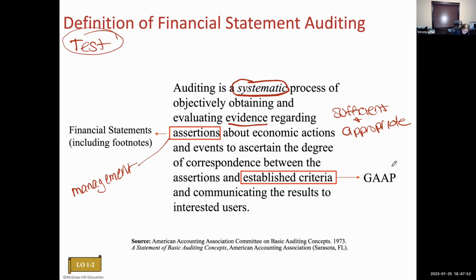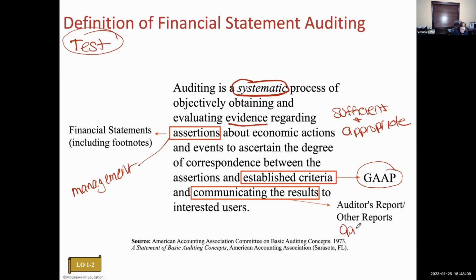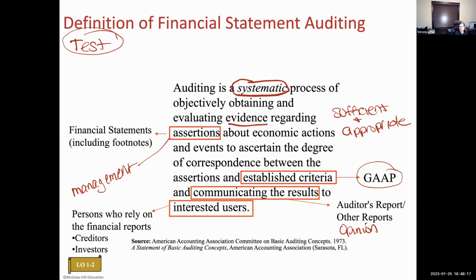So we're checking toward GAAP. The client is applying GAAP. What we're doing as auditors is saying whether that application is true. Is that the best? Is that what GAAP intended? And then we communicate those results via the audit report, which is basically the opinion. So keep this in mind. This is definitely on your exam. And there are interested users, anybody that relies on the financial statements.